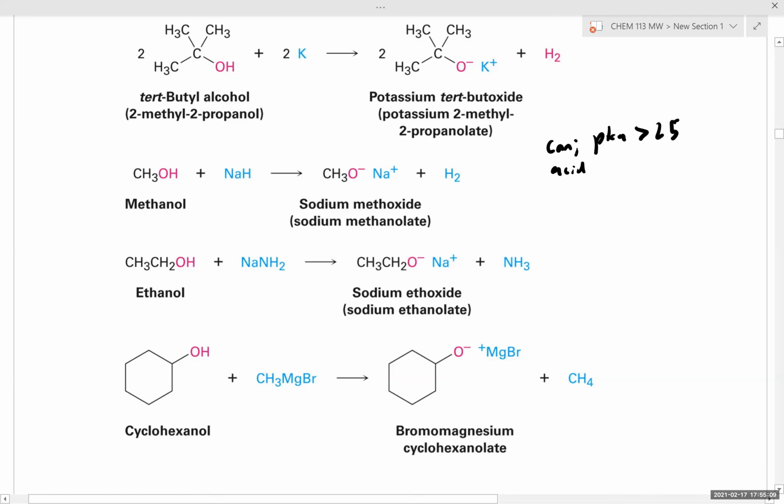Does this idea of generating alkoxide anions make sense? We'll talk later in this chapter about methods of taking these alkoxides and using them in reactions to make derivatives such as ethers and esters. Does this initial idea make sense?